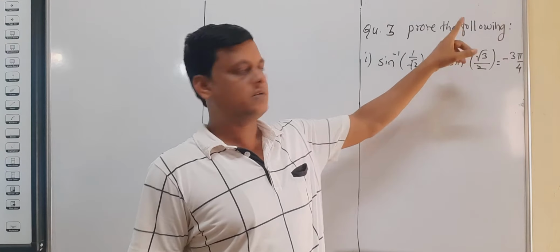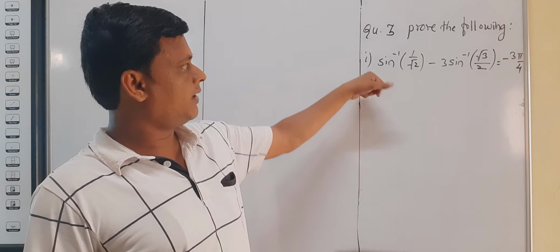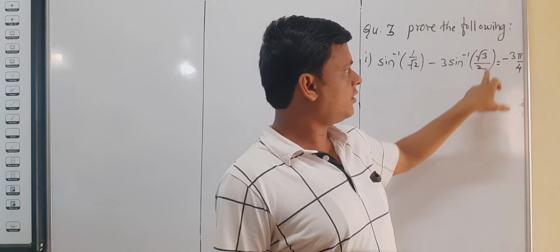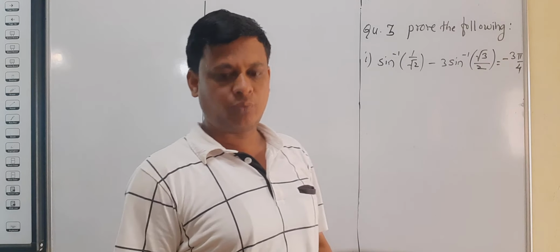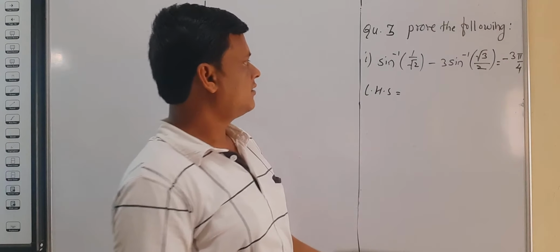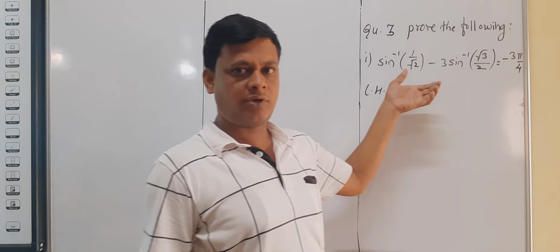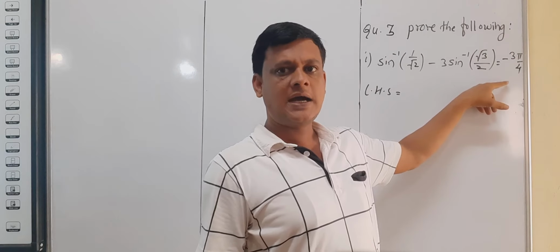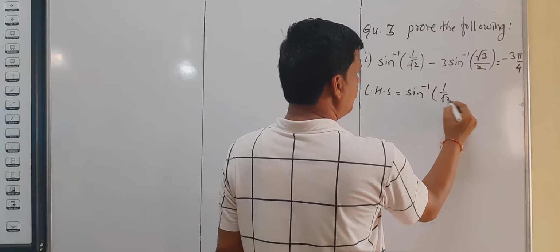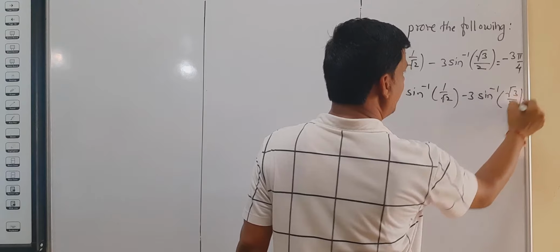Prove the following. So we first consider the first problem. Sin inverse of 1 by root 2 minus 3 times sin inverse of root 3 by 2 equals minus 3 pi by 4. So we consider here LHS and solve the values of sin inverse 1 by root 2 and sin inverse of root 3 by 2, and after substituting we have to show LHS is equal to RHS. So LHS is sin inverse of 1 by root 2 minus 3 times sin inverse of root 3 by 2.